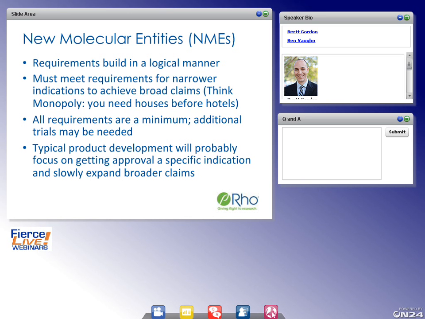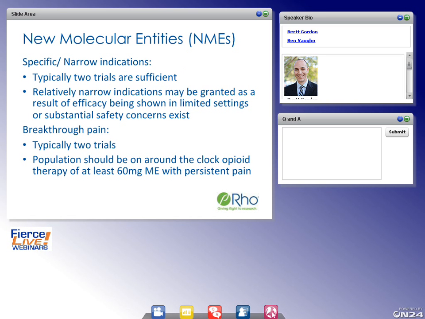So in general, the requirements, again, will build from narrow to broad. An example of a narrow indication might be for establishing safety and efficacy in just a single condition, for example, osteoarthritis or fibromyalgia. And again, 2 trials would be sufficient to support efficacy in a specific or narrow indication.